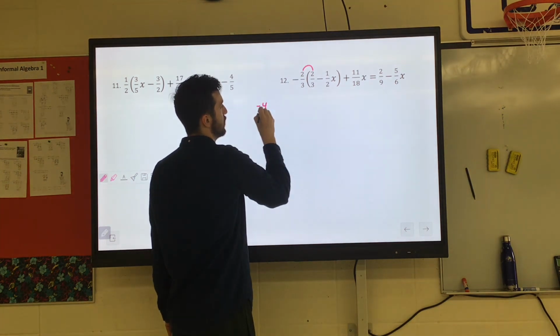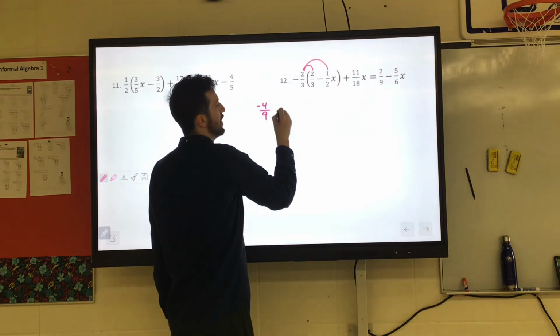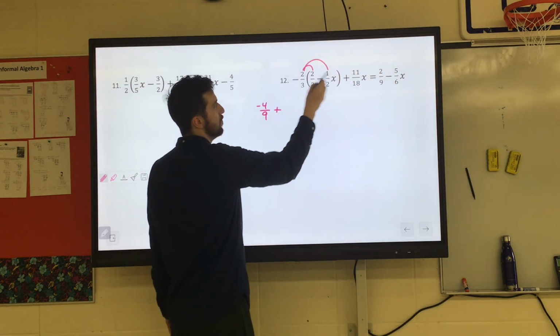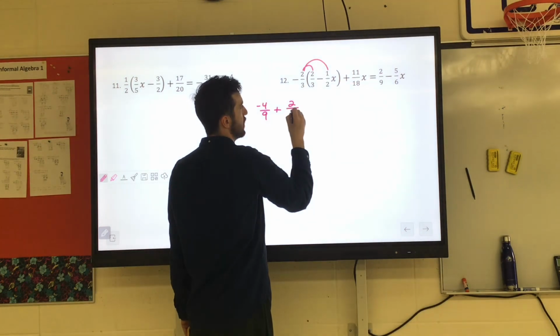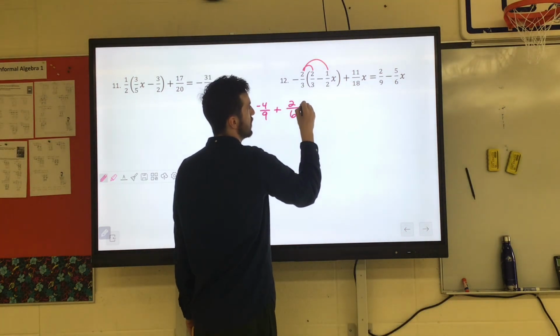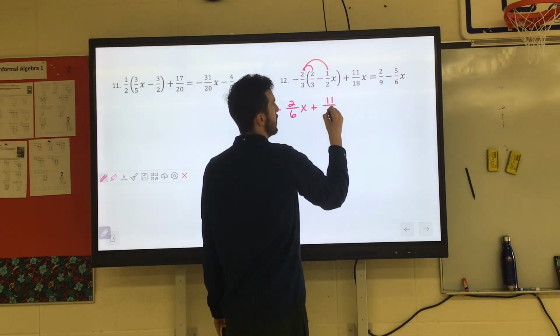Denominator, 3 times 3 is 9. All right, now we have a negative times negative. I know that's plus. 2 times 1 is 2. 3 times 2 is 6. So plus 2 sixths x. We'll bring down the rest of this stuff.